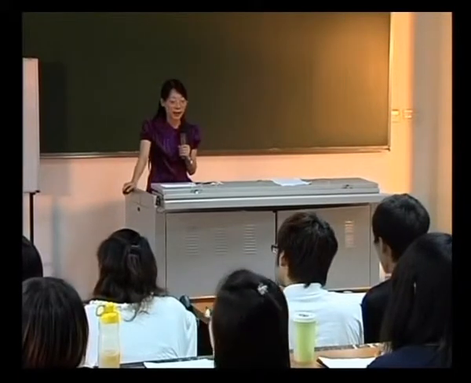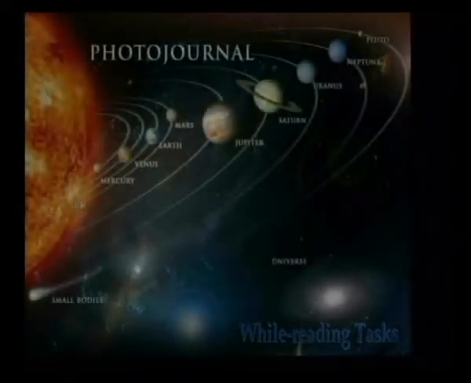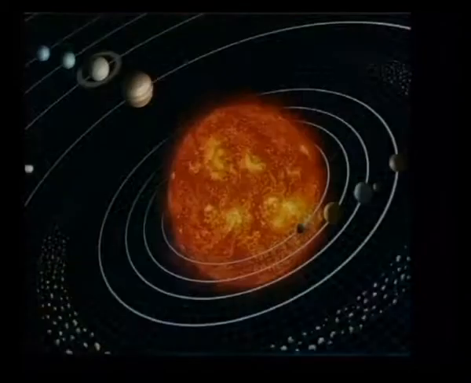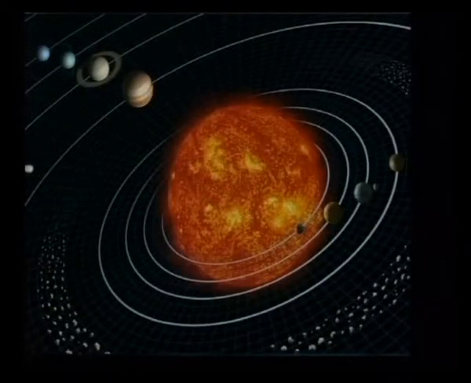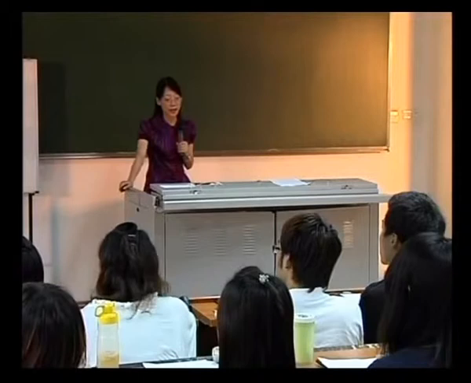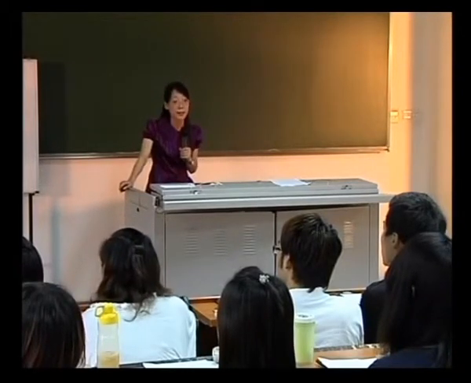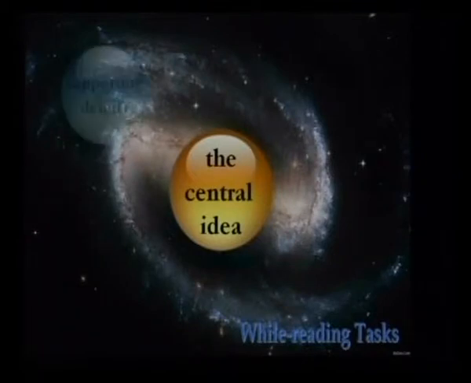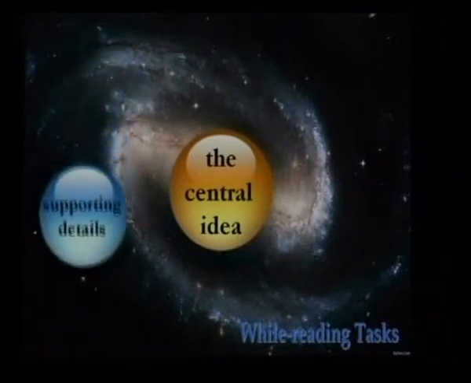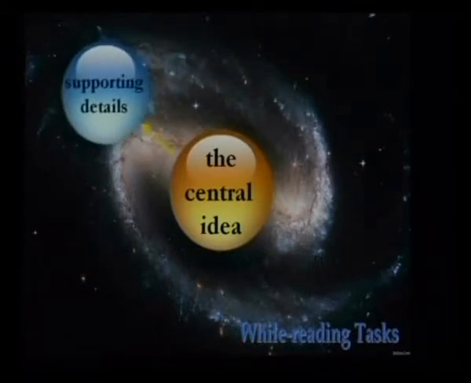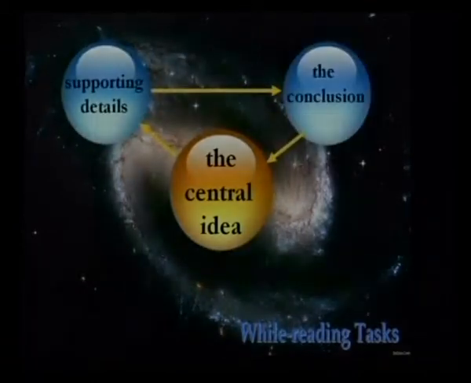Yes. If yes, what is it? The sun, okay? I'll give you two pictures to see. This is our solar system. That is the sun, okay? This picture is much clearer than that one. It's the same with our writing. When we're writing an exposition, we should have a central idea. This is the center of the writing solar system. Supporting details should revolve around the central idea, which means they should be really close to it. Then you have a conclusion.